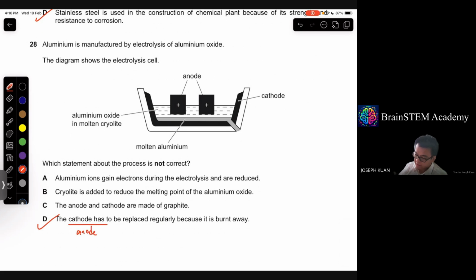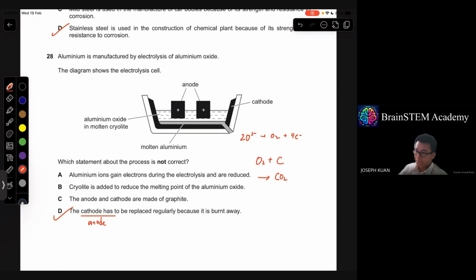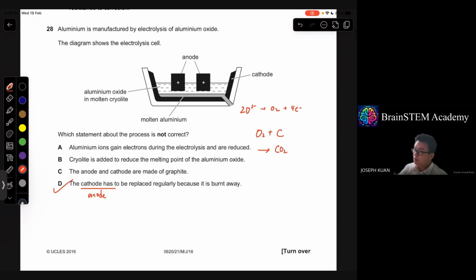The anode of the setup has to be replaced regularly as the anode produces oxygen gas, the oxide gets oxidized and forms oxygen gas. In the process, this oxygen gas can actually react with the carbon anode and form carbon dioxide gas. So it's burned away, which means that we have to replace it regularly. All right, so let's move on to the next question.